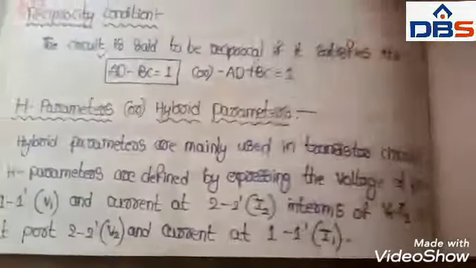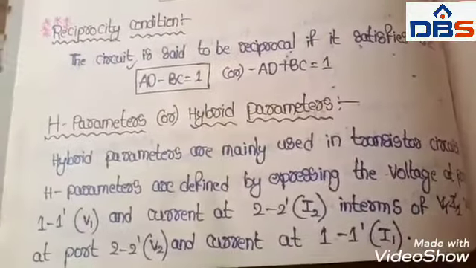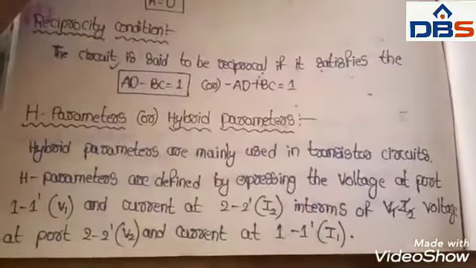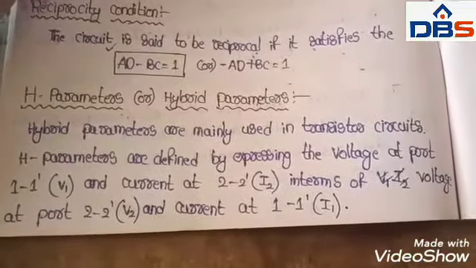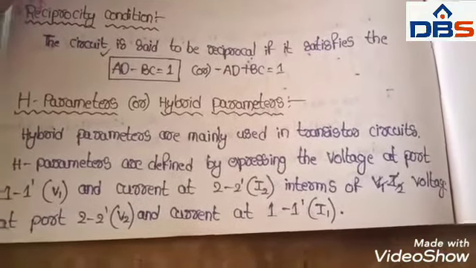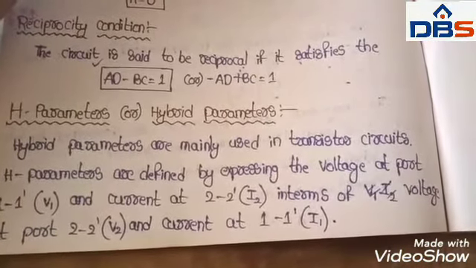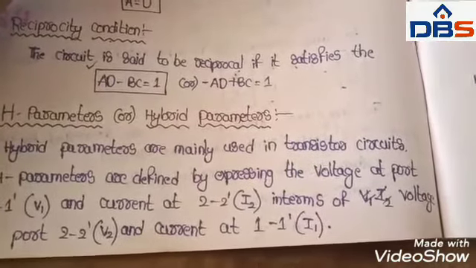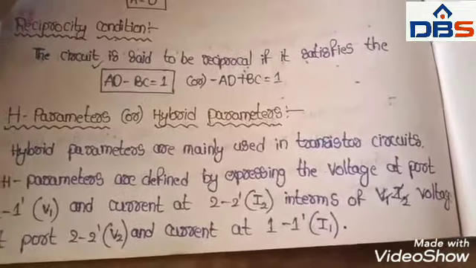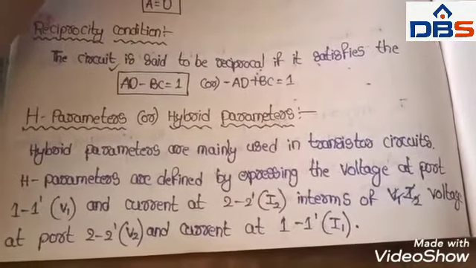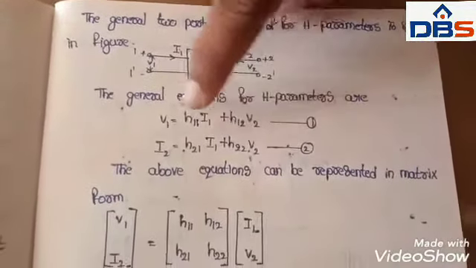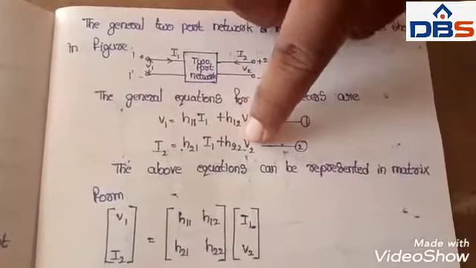Another set of parameters is H parameters, the hybrid parameters. Generally the H parameters are mainly utilized in transistor circuits. H parameters are defined by expressing the voltage at port 1 dash and the current at 2 dash in terms of the voltage at port 2 dash and the current at 1 dash. Simply said, V1, I2 is expressed in terms of V2, I1. Here V1 is equal to H11 I1 plus H12 V2, I2 equal to H21 I1 plus H22 V2.